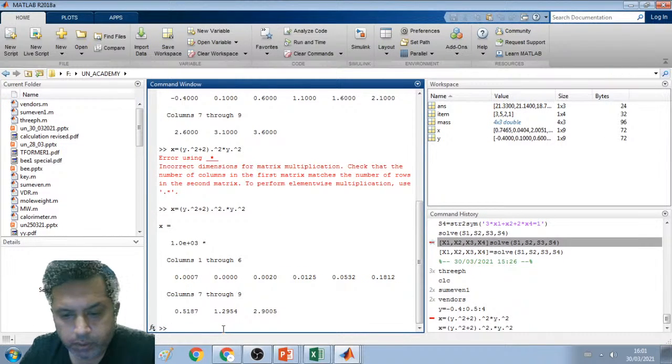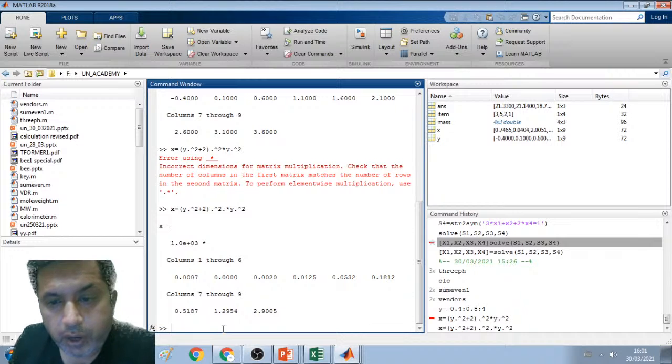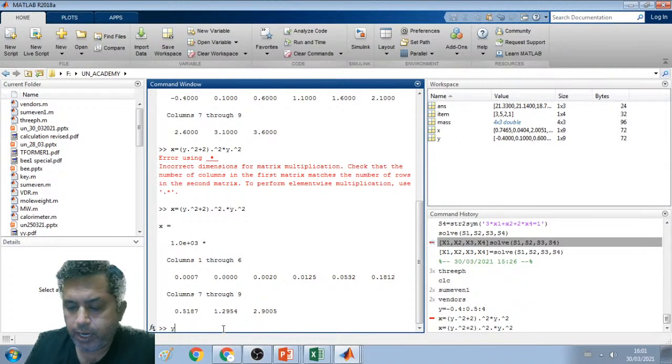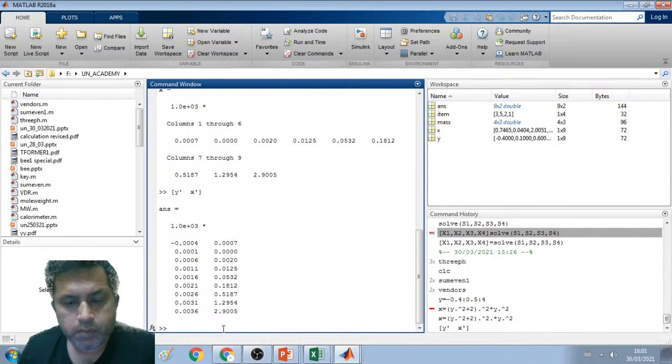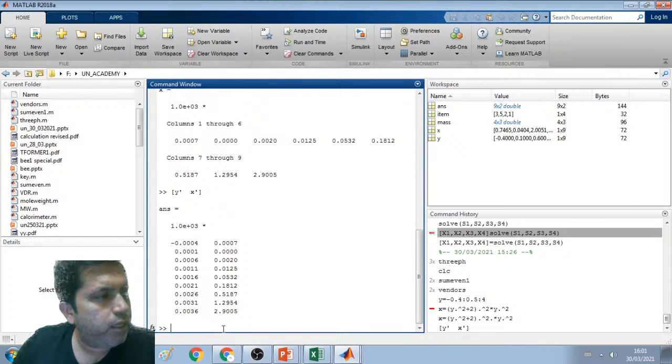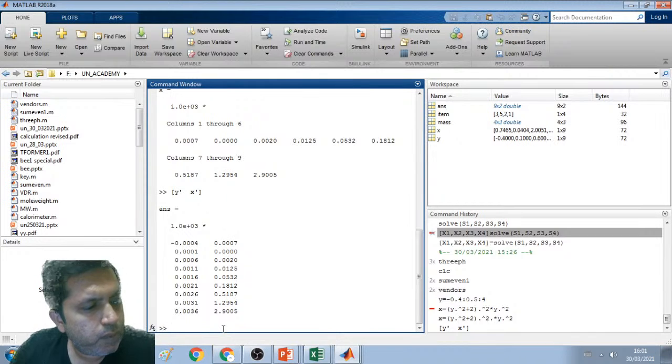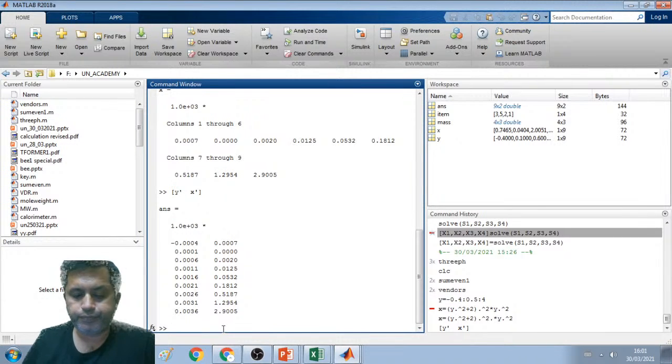Why not say dot star? So y dash, I will say y dash space x dash. Okay, in this way you will get the plot. You will get the value of plot.